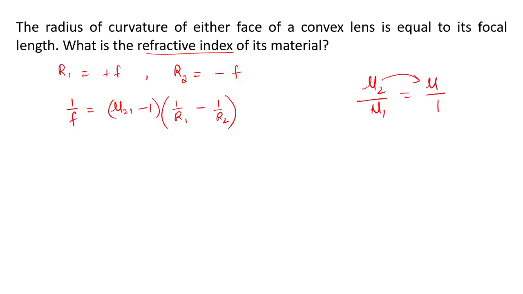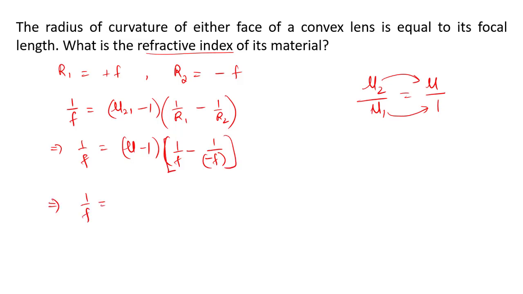We consider it as air. Mu1 is the refractive index of air, which is equal to 1. Mu2 by mu1 is mu, so mu21 will be replaced with mu. Then 1 by f equals mu minus 1 into 1 by r1, that is f, minus 1 by minus f. So 1 by f equals mu minus 1 into 1 by f, minus into minus becomes plus 1 by f.